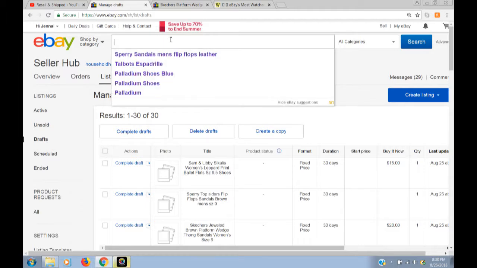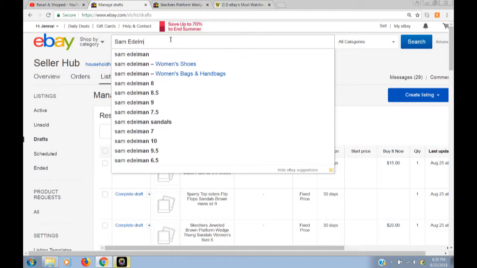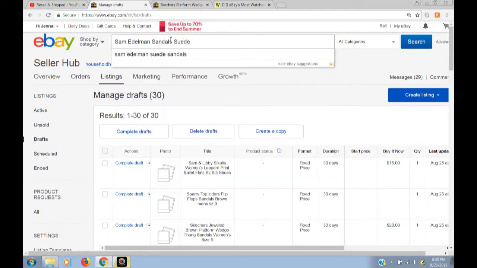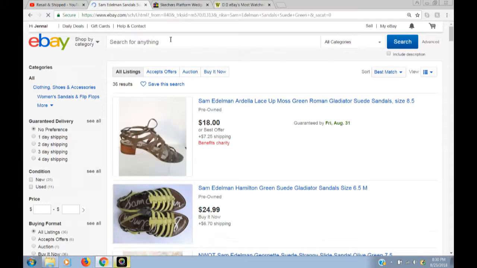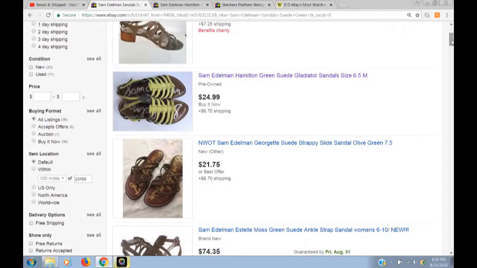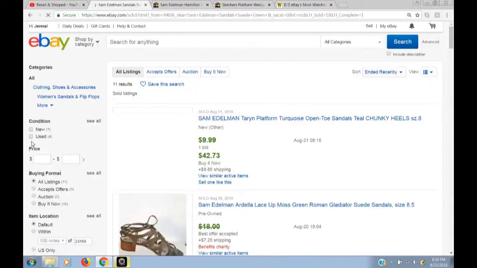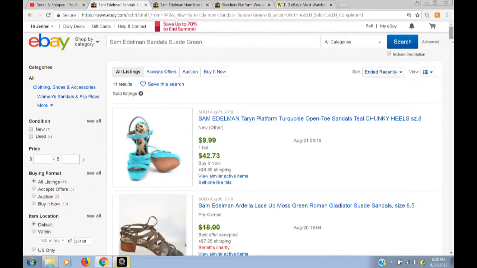Next, Sam Edelman. Now, a lot of those came up with Sam and Libby, but these were sandals, and they were suede, and they were green. So let's see what we get. Oh, they're right here. Perfect. So that person is, oh, they're called Hamilton Green suede, selling them at $24.99 with $6.70 shipping. I'm thinking that because there's one just like that on here too that is similar, that's probably what they're showing up as sold. So that person might have done the work for me.